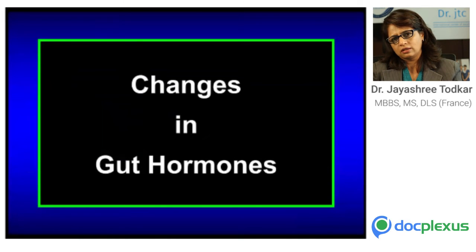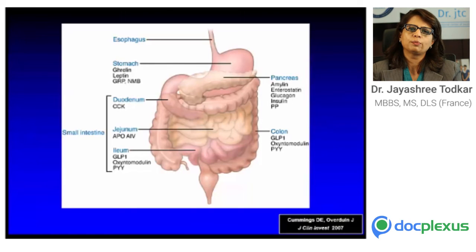Exactly how does it occur? Multiple mechanisms. We will just try to go through them. There are changes in the gut hormones which happen. One of the major players in this operation is ghrelin. Ghrelin by now is known as the hunger hormone, which is secreted by the cells of the greater curvature and the fundus of the stomach.